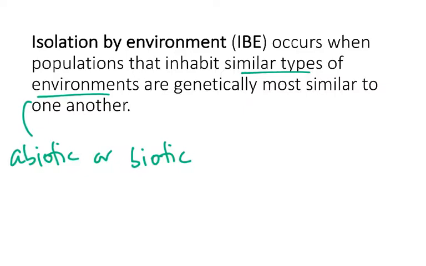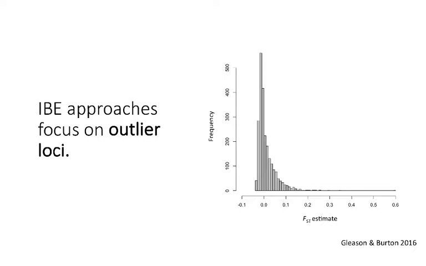And for these IBE approaches, when we're thinking about what type of markers to use to determine whether populations are genetically most similar to each other, that's where we're using those outlier loci, which we've talked about before. So again, IBE approaches focus specifically on those outlier loci. So if we return to this frequency distribution plot, if you're using an IBE approach, you're only focusing on those outliers here that have an unusually high level of genetic differentiation compared to the SNPs overall throughout the genome.